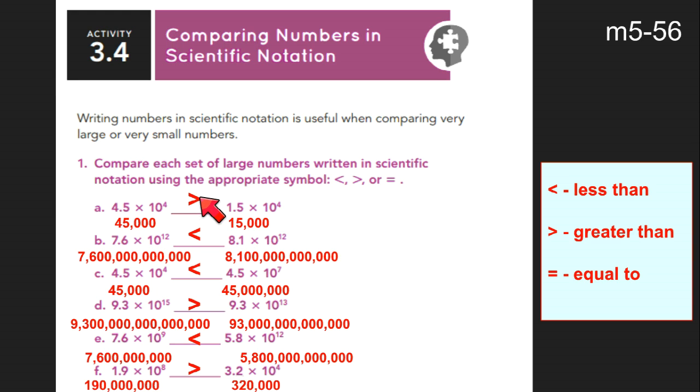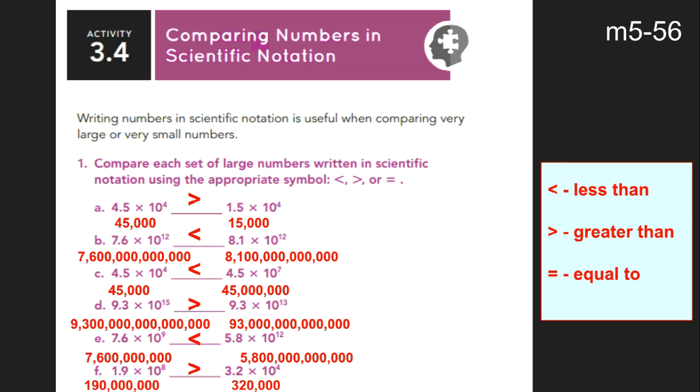But once you have written your numbers in standard form, then you're just looking at place value. So we know 45,000 has a bigger value than 15,000. Or in the case where our numbers are the same, we know that 45,000 is less than 45 million. So we're just looking at place value. So hopefully you said something along those lines.